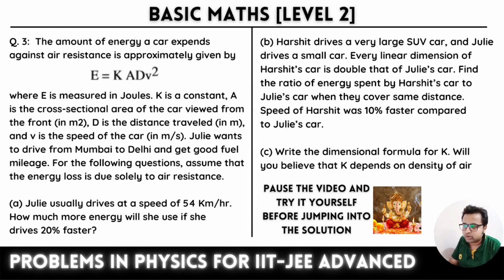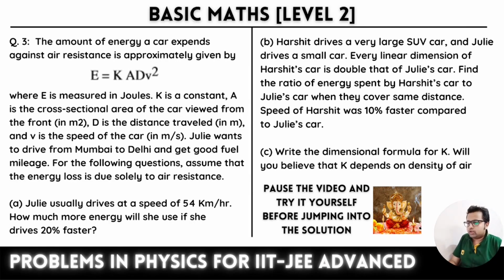So big car to small car, energy ratio you have to calculate when they cover the same distance, and also the speed of Harshit was 10% faster. So the big car, SUV car, was moving with 10% faster speed. Both the cars covered the same distance. So during the journey, both the cars will be losing some energy. So you have to calculate the ratio between loss of energy by Harshit's car, that is the SUV car, and the small car. So it is also a very straightforward question.